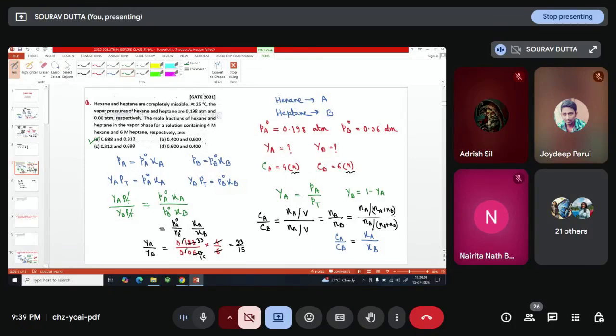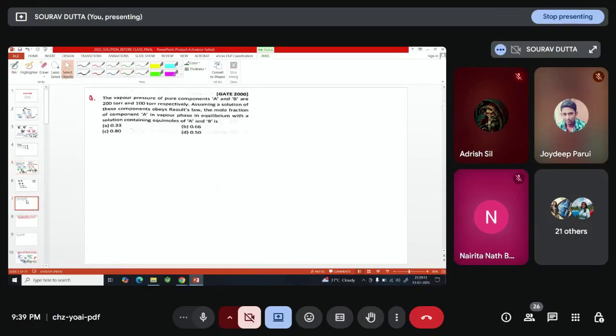Okay, now we move to the next question. This question has come in GATE 2000. The vapor pressure of pure components A and B are 200 torr and 100 torr. Assuming the solution of these components obeys Raoult's law, what is the mole fraction of component A in the vapor phase in equilibrium with the solution containing equimolar A and B?